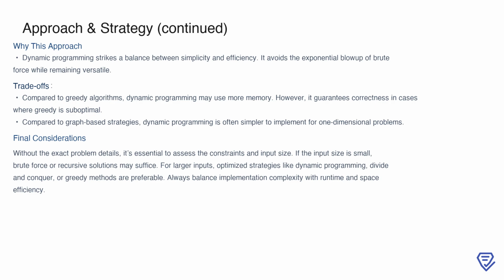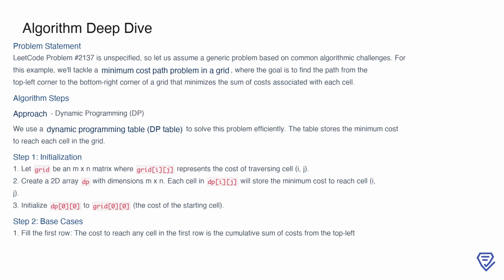When assessing the best approach for a problem, the constraints and input size play a critical role. For smaller inputs, simpler methods like brute force might suffice, but for larger inputs, more efficient strategies such as dynamic programming or divide and conquer are essential. The goal is to balance runtime efficiency with the complexity of implementation to find the most practical solution for the given problem. We are tackling a minimum cost path problem in a grid.